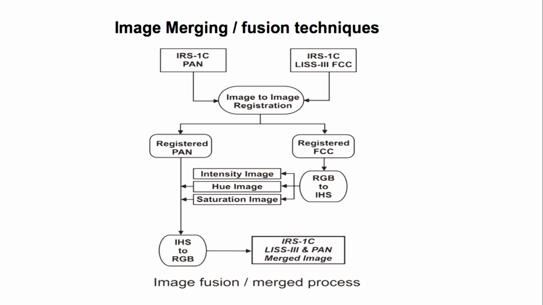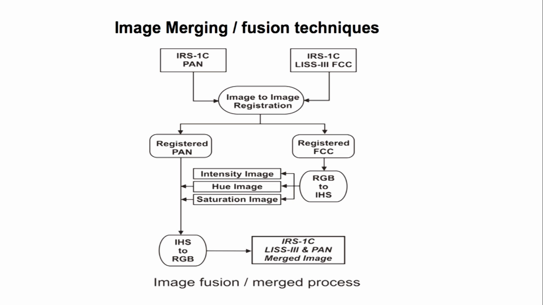In merging techniques, one of the very standard image merging techniques is that you can take high resolution panchromatic data and relatively low resolution multispectral data, and do the image to image registration, a topic which we will discuss later. Then you use the registered pan data and the registered FCC, and what you need to do is split the image from RGB to IHS. IHS stands here for intensity, hue and saturation.